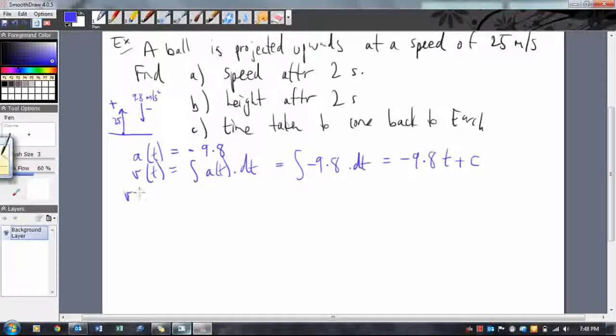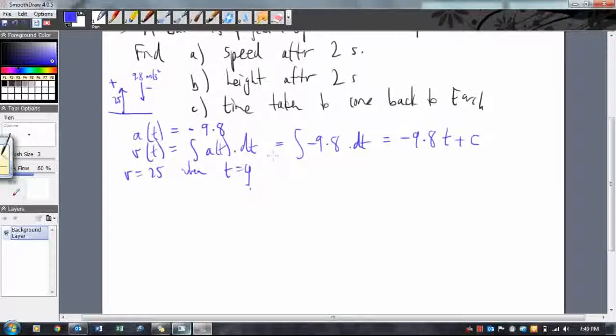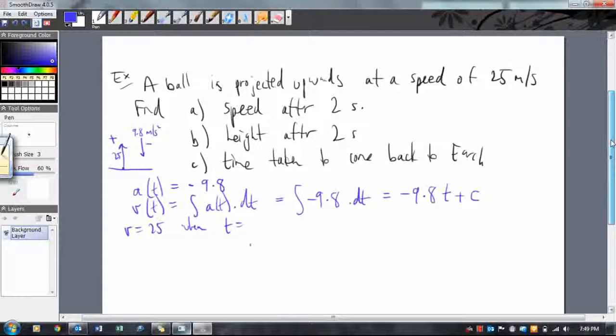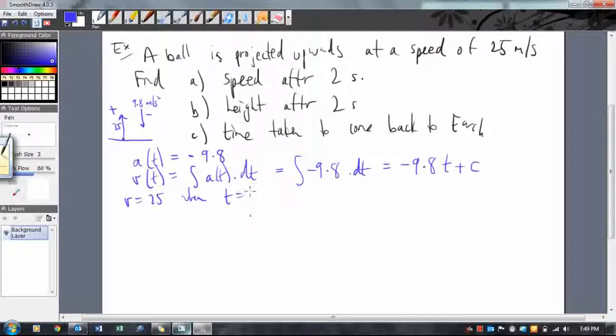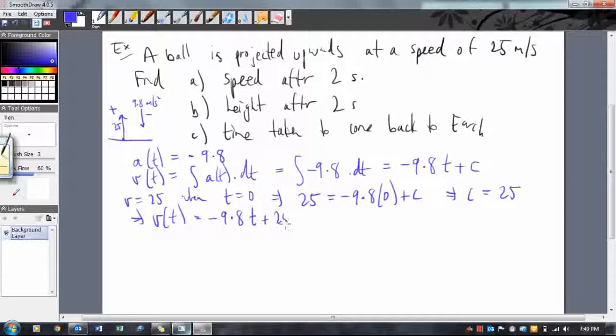So what we have is that v is equal to 25 when t is equal to 0. Okay, so we can use that to find the value of c. Therefore, 25 is equal to negative 9.8 times 0 plus c. Therefore, c is equal to 25. Beauty, that tells us that the velocity function is equal to negative 9.8 t plus 25. Okay, so there's our velocity function.